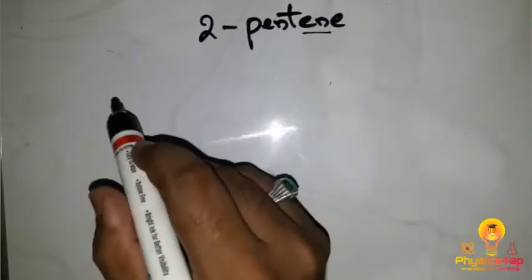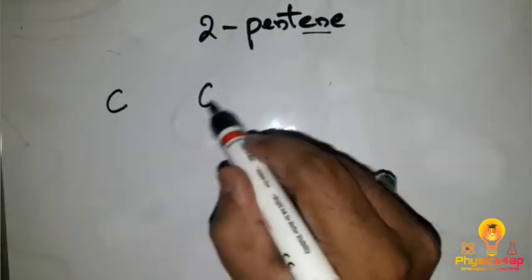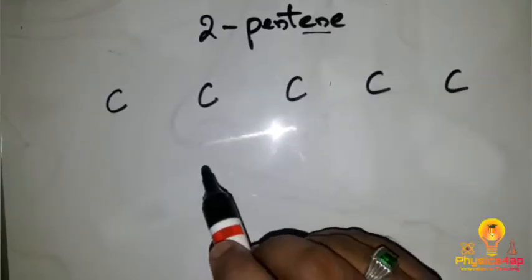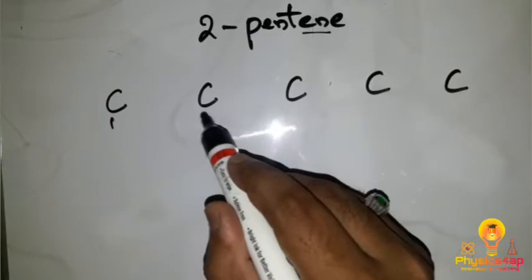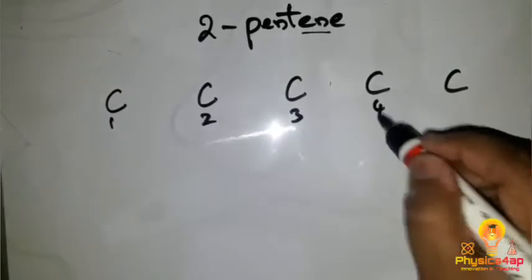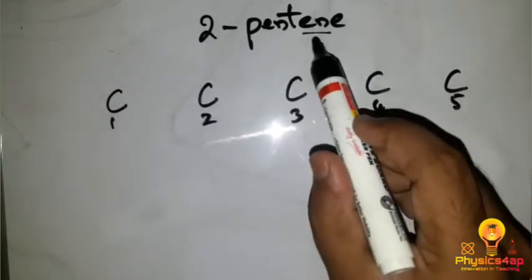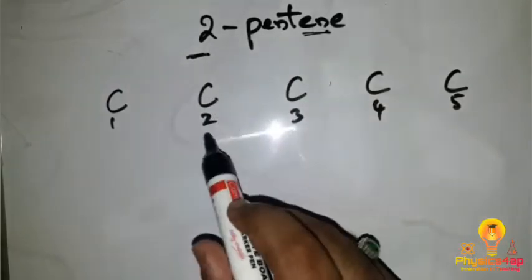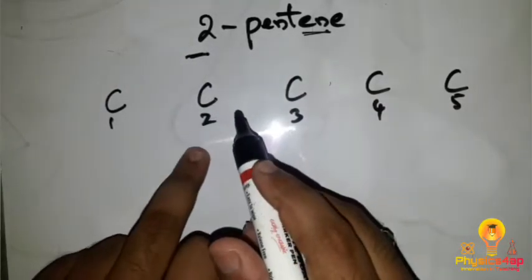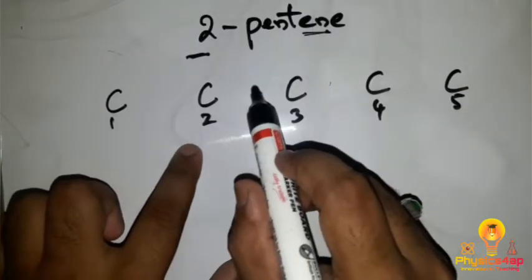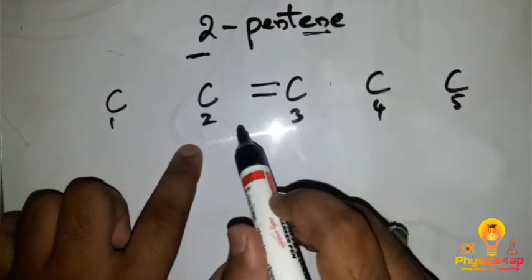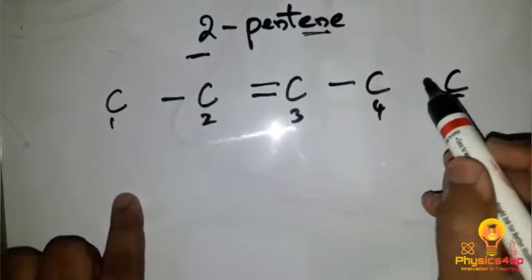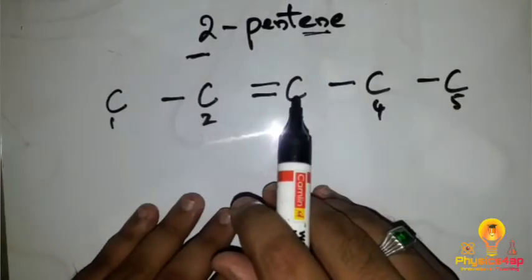Pent represents 5 carbons, 1, 2, 3, 4 and 5. Write the numbers 1, 2, 3, 4, 5. Ene is the double bond, which represents the second position. So 1, 2, this is the second position. We have to represent the double bond over here, and the remaining, as usual, we give single bonds.